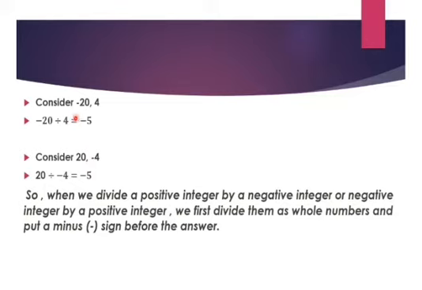Another example, consider minus 20. Minus 20 is negative and 4 is positive. Minus 20 divided by 4, what's the answer? First we divide these numbers as whole numbers, normally. 20 by 4. 20 has 4, 5 times. The answer is 5, and put a negative sign before the answer.